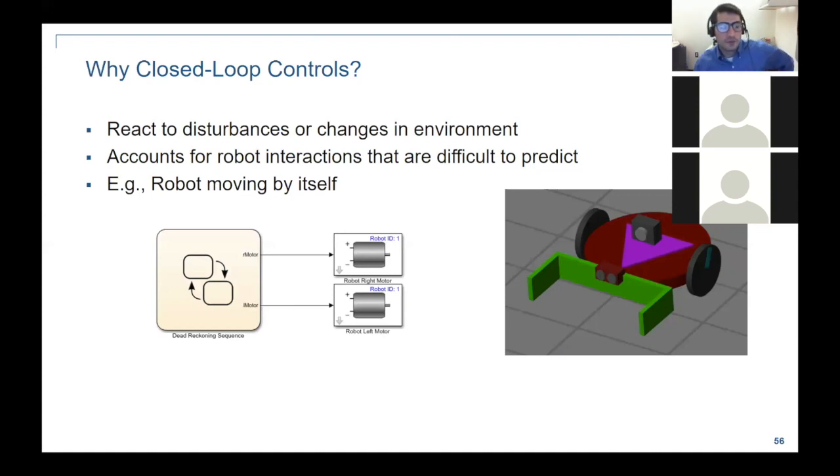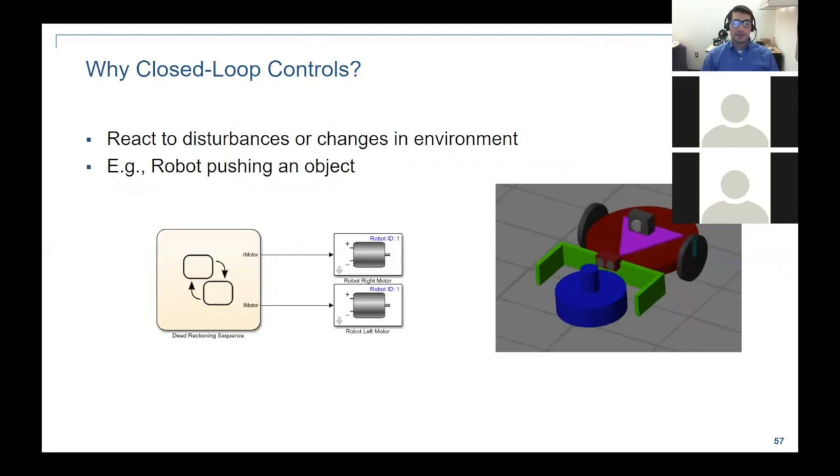Closed loop controls will account for robot interactions that are difficult to predict. And we're going to take the example of a robot moving by itself. So in this case, we are programming this robot on the right. We want it to move to a certain location. So we use some sort of state machine that has a dead reckoning sequence in it. And this works great because we can test it and we can make sure that we have the right temporal logic implemented so that we can achieve whatever position we're looking to get.